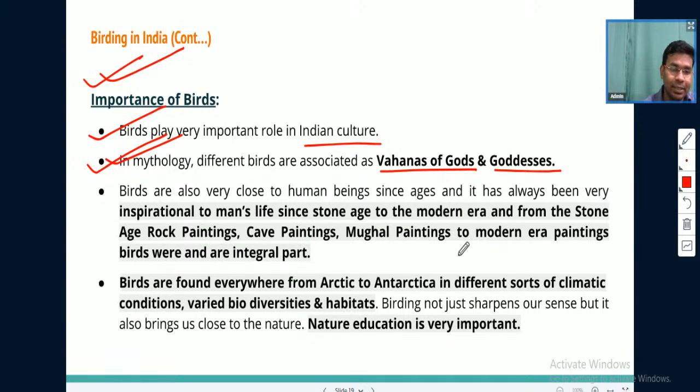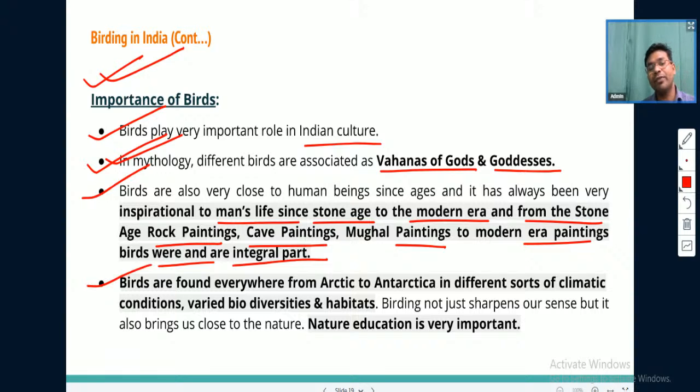to different places. Birds are also very close to human beings since ages, and they have always been very inspirational to man's life since the Stone Age to the modern era. From Stone Age rock paintings, cave paintings, Mughal paintings to modern era paintings, birds are an integral part of the life of human beings. Birds are found everywhere from Arctic to Antarctic, in different sorts of climatic conditions, varied biodiversities and habitats.